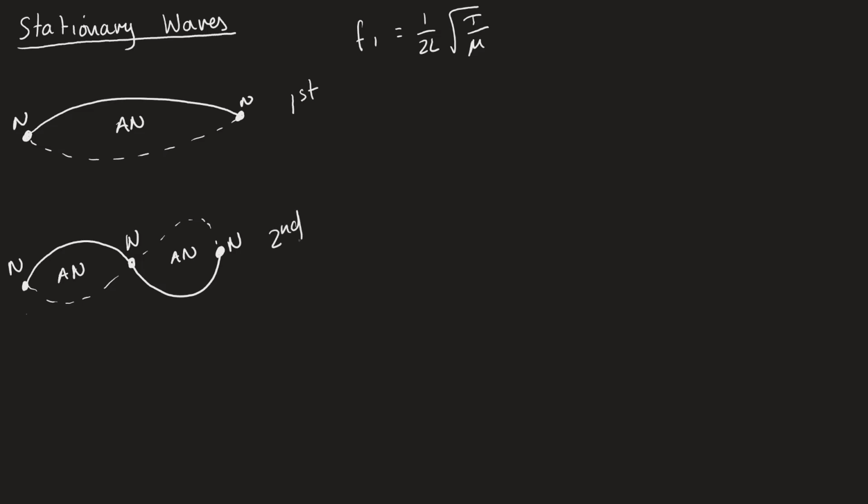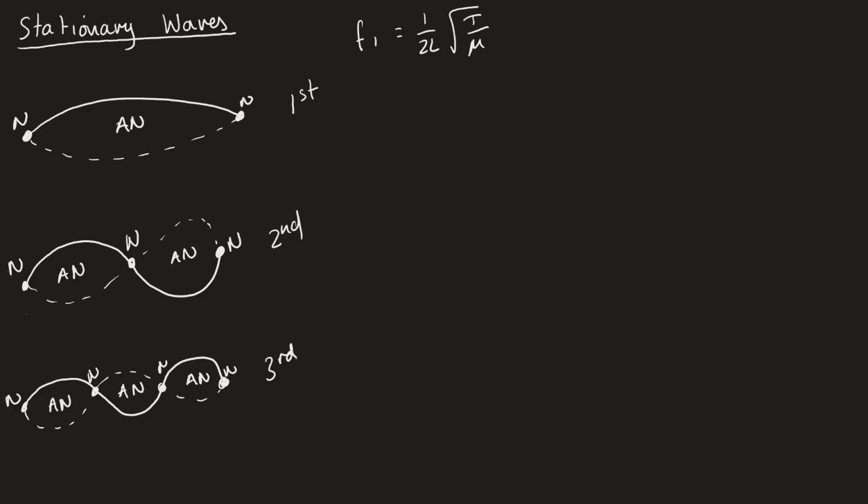This is the second harmonic, and we said if we wanted to get the frequency of the second harmonic, we would just take the frequency of the first harmonic and times it by 2. We could also look at the third harmonic, which looks something like this, that then had 4 nodes and 3 antinodes.